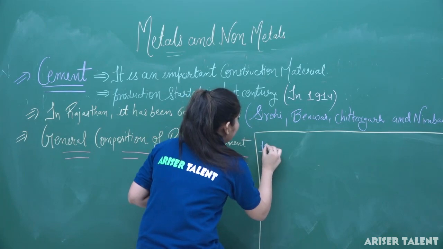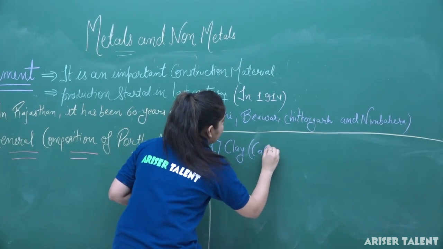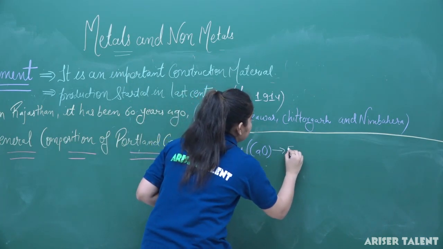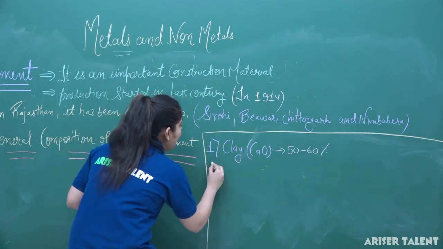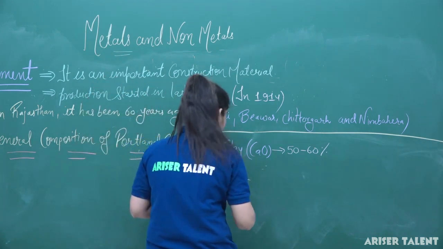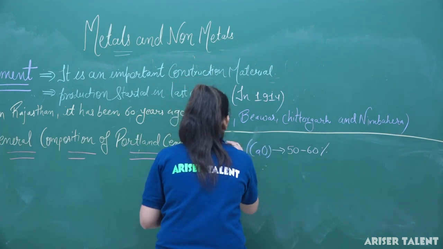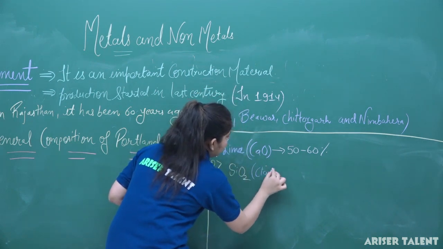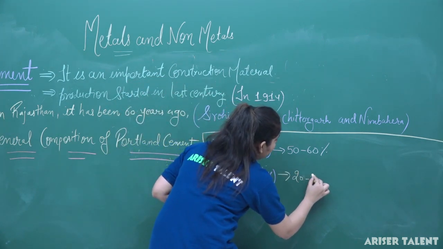Firstly, it consists of lime, that is calcium oxide. The calcium oxide is present in the highest quantity, that is 50 to 60%. The second compound present in large quantity is SiO2, which is actually clay. This is lime and SiO2 is clay. The composition of the SiO2 is 20 to 25%.